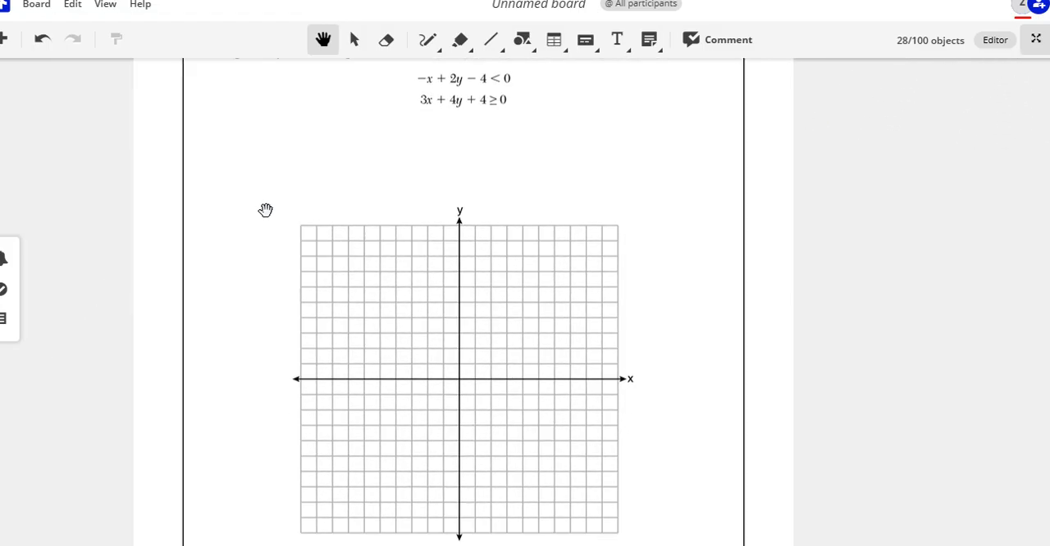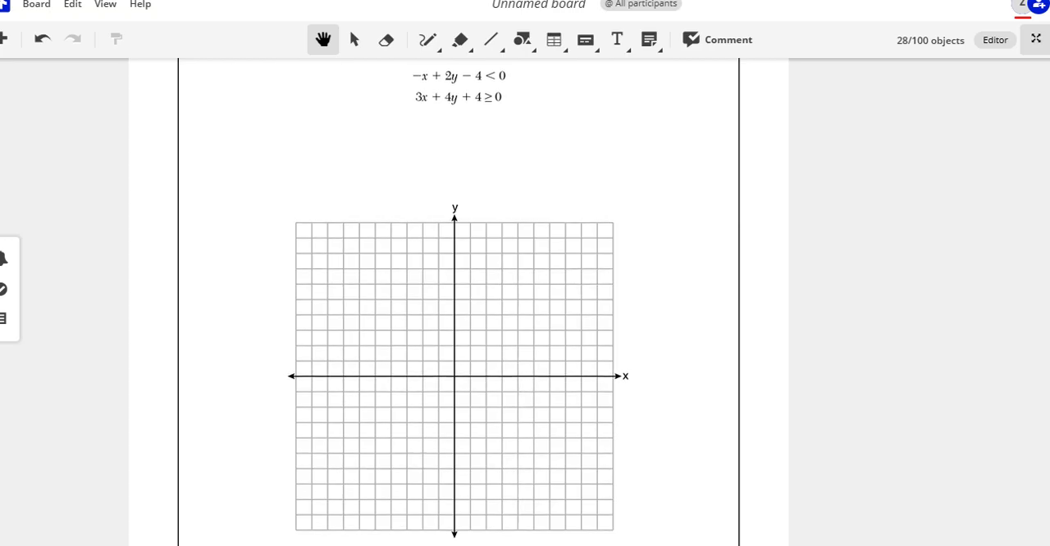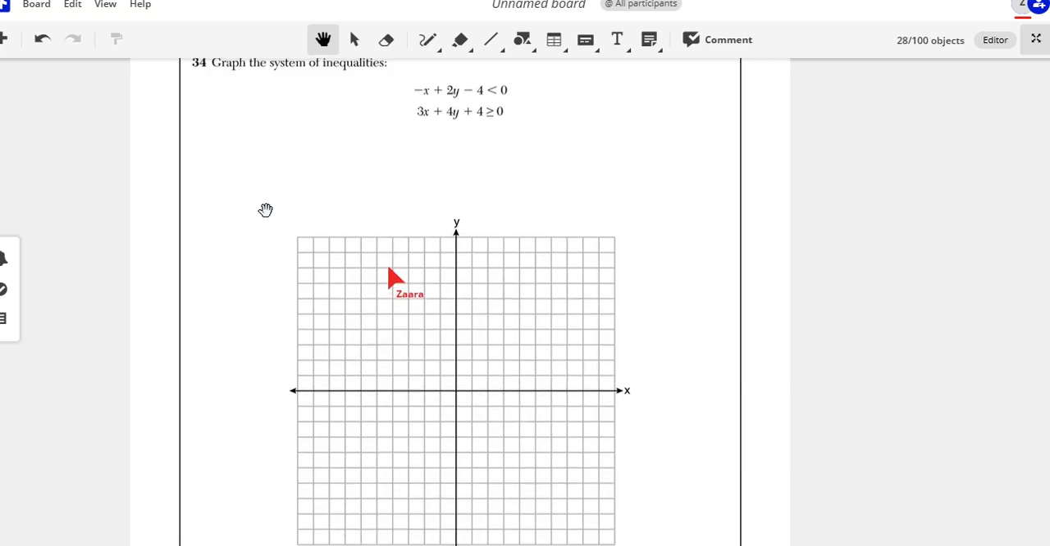Okay, next. Graph the system of inequalities. We have to solve this first.